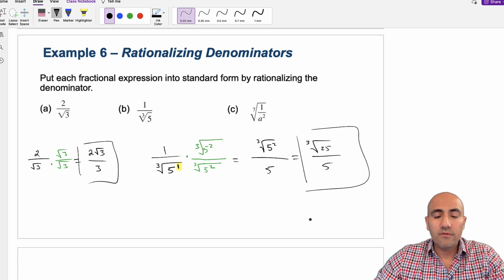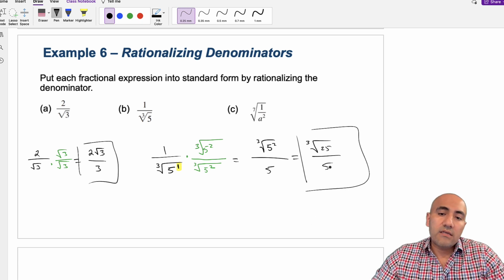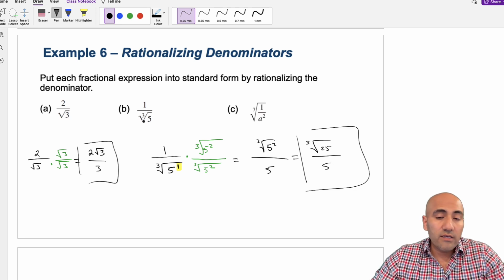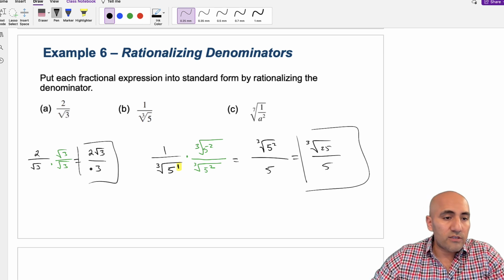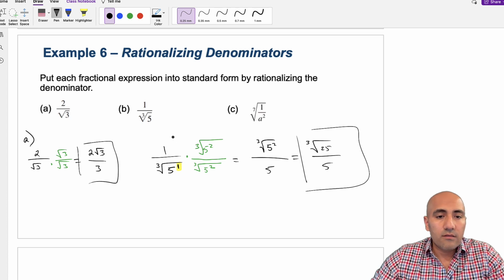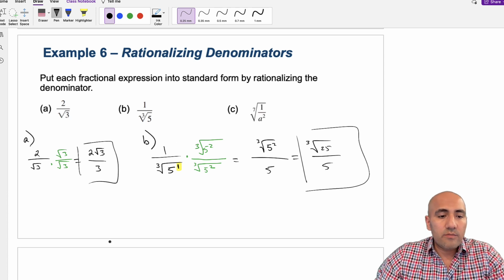Good, so there we go. Again, it doesn't look neater or nicer or simpler than the original necessarily, but we've accomplished our goal. We wrote the exact same fraction in a way that doesn't have any radicals in the denominator, right? And that's the goal.